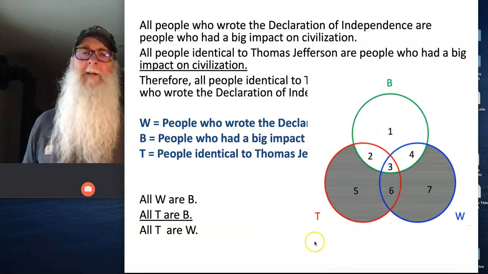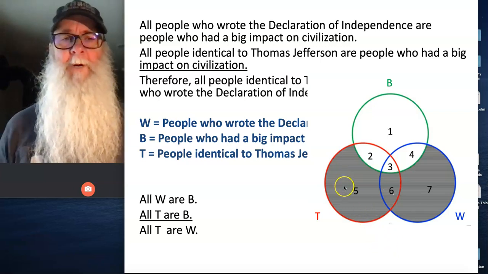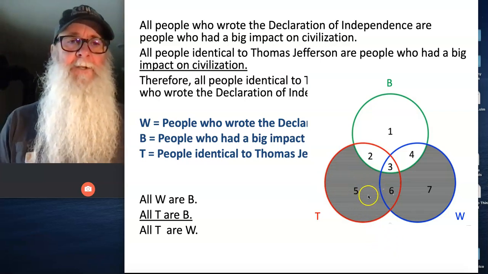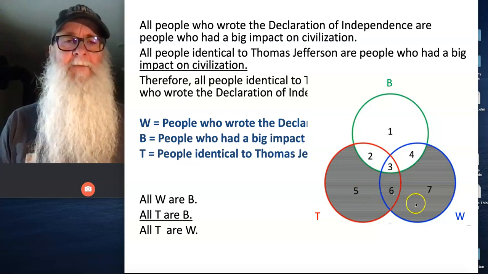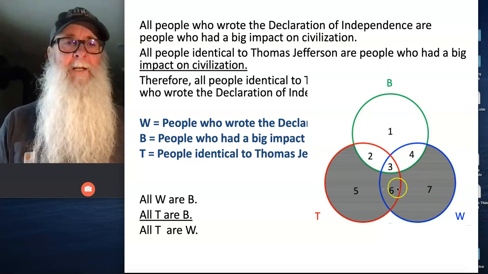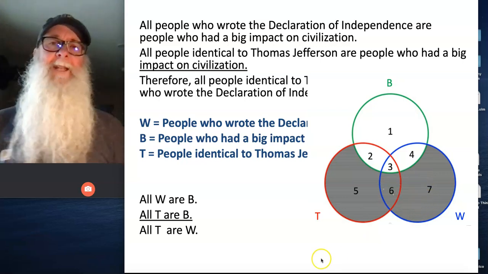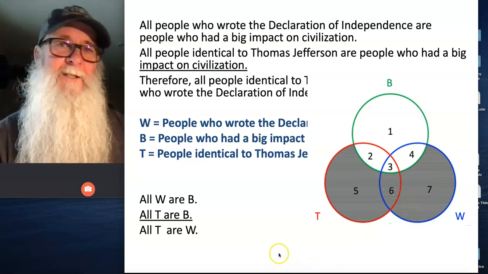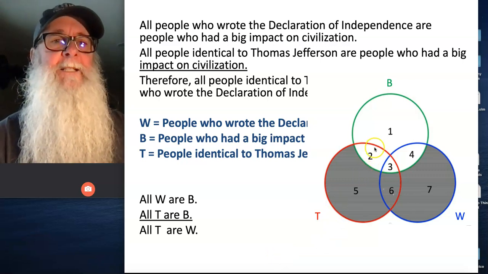When we create our Venn diagram for this argument, it looks like this. We've marked all T are B to show the second premise. We marked out areas 5 and 6. And to show the first premise, all W are B, we shade in areas 6 and 7. And we notice something. We do not see the conclusion statement in this diagram.